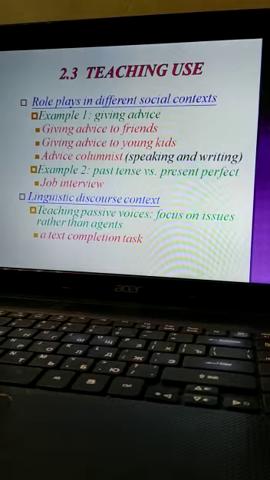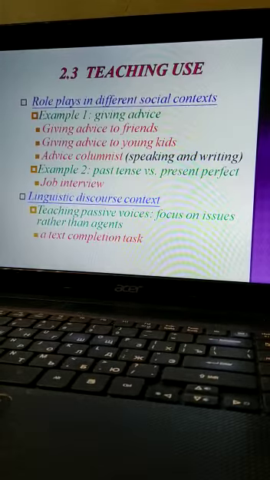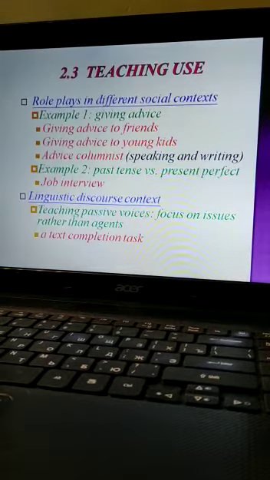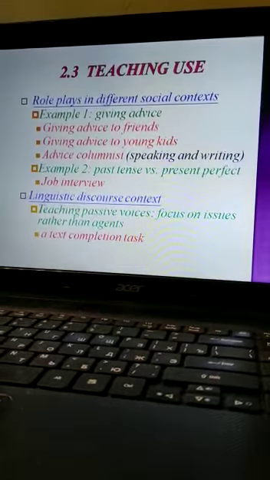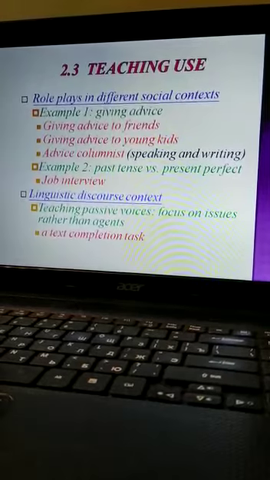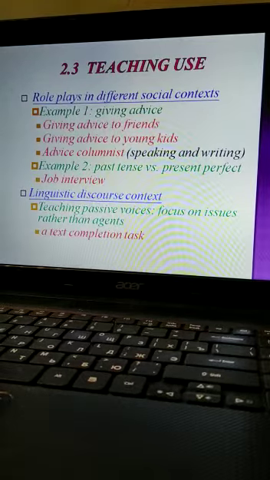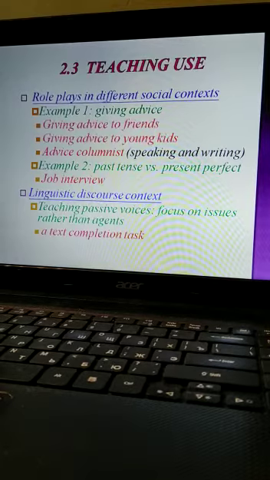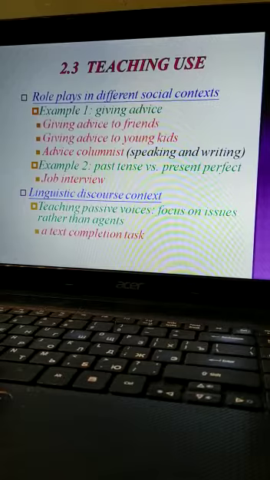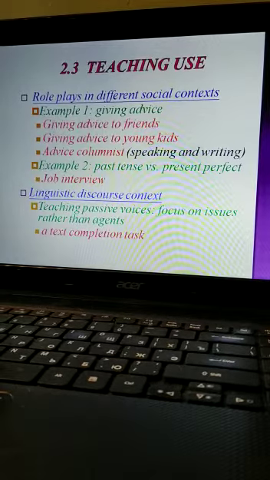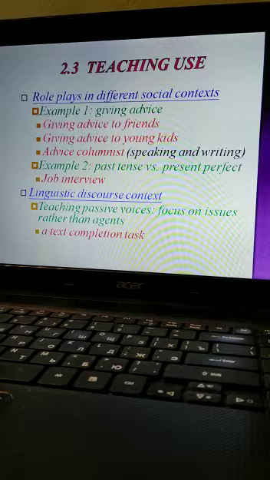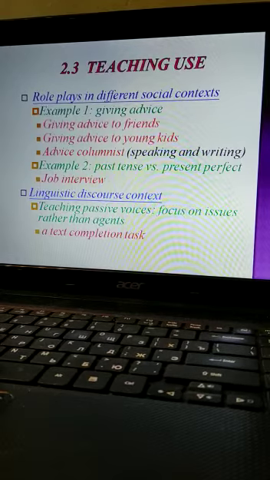Now, we said that what we have learned in grammar, we should use in our language. Okay, teaching use: role plays in different social contexts. Example one: giving advice to friends, giving advice to young kids, advice columnists, speaking and writing. Example two: past tense, present perfect, job interview.